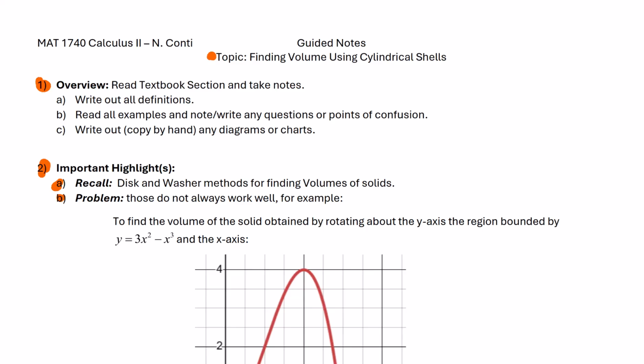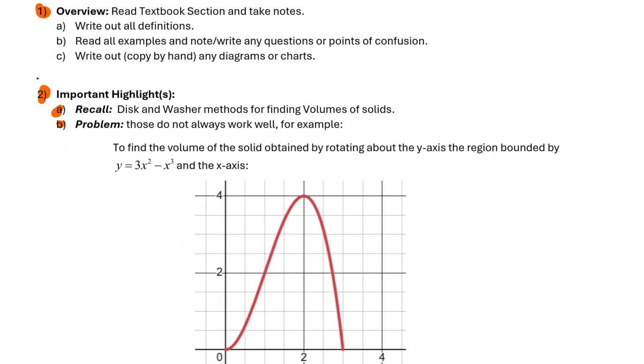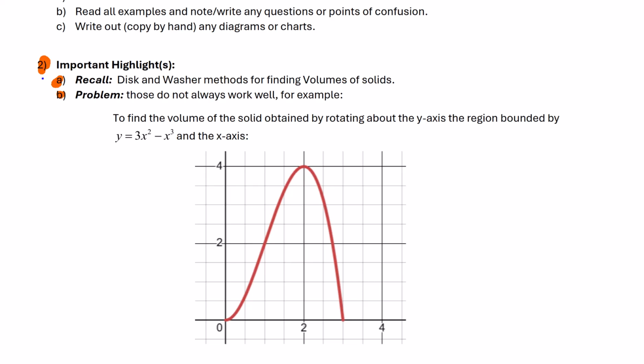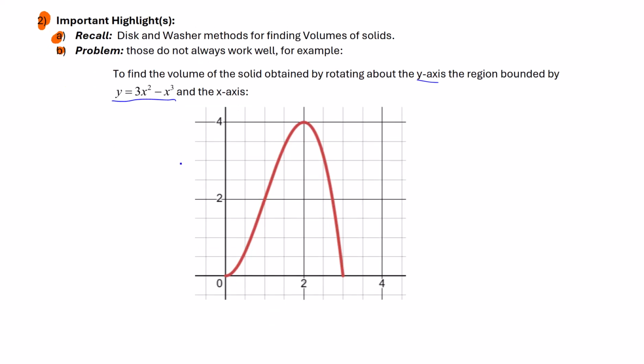For example, let's consider the following. If we wanted to find the volume of the solid obtained by rotating about the y-axis the region bounded by y equals 3x squared minus x cubed and the x-axis, what would happen? Well, if we take a look at the simple graph of this region, we have this curve graphed that is y equals 3x squared minus x cubed, and we're just showing the quadrant 1 space of this because we're also bounding it by the x-axis.